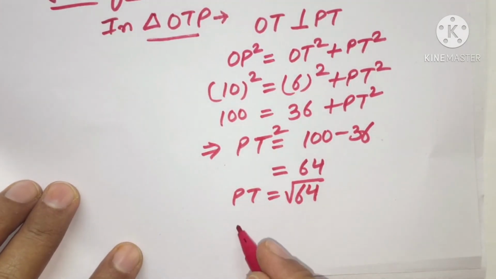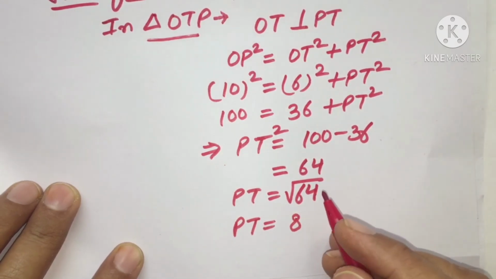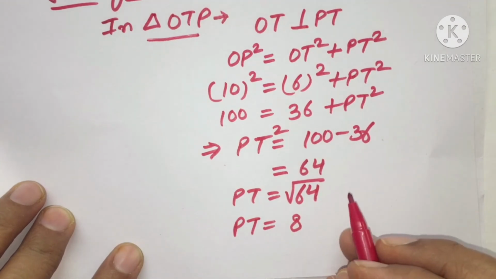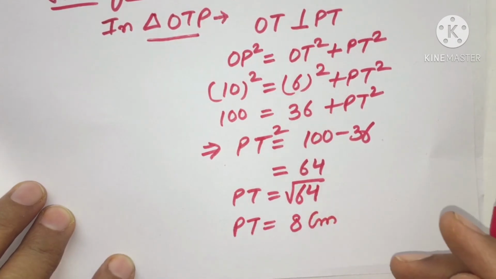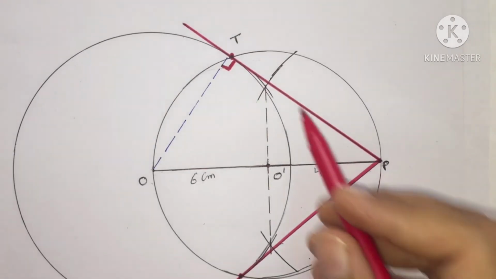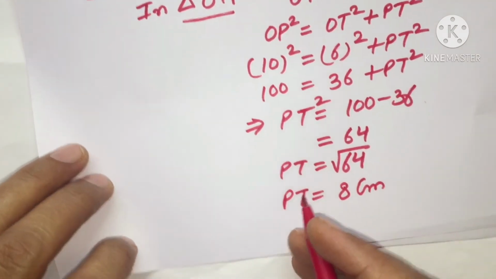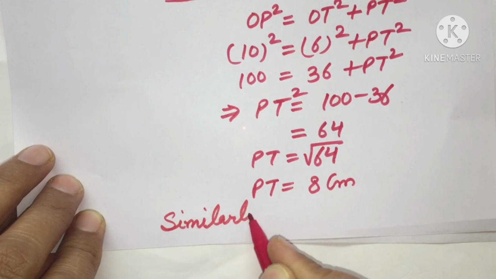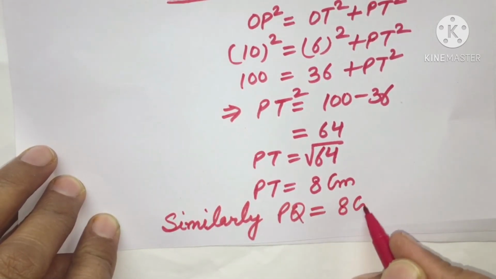So this is a perfect square. So the value of PT is 8, since 8 eights are 64. We will neglect the negative value because we always take distance as a positive value. So this is 8 centimeter. So PT is one tangent, the other tangent is PQ. So we will write similarly, PQ is equal to 8 centimeter.